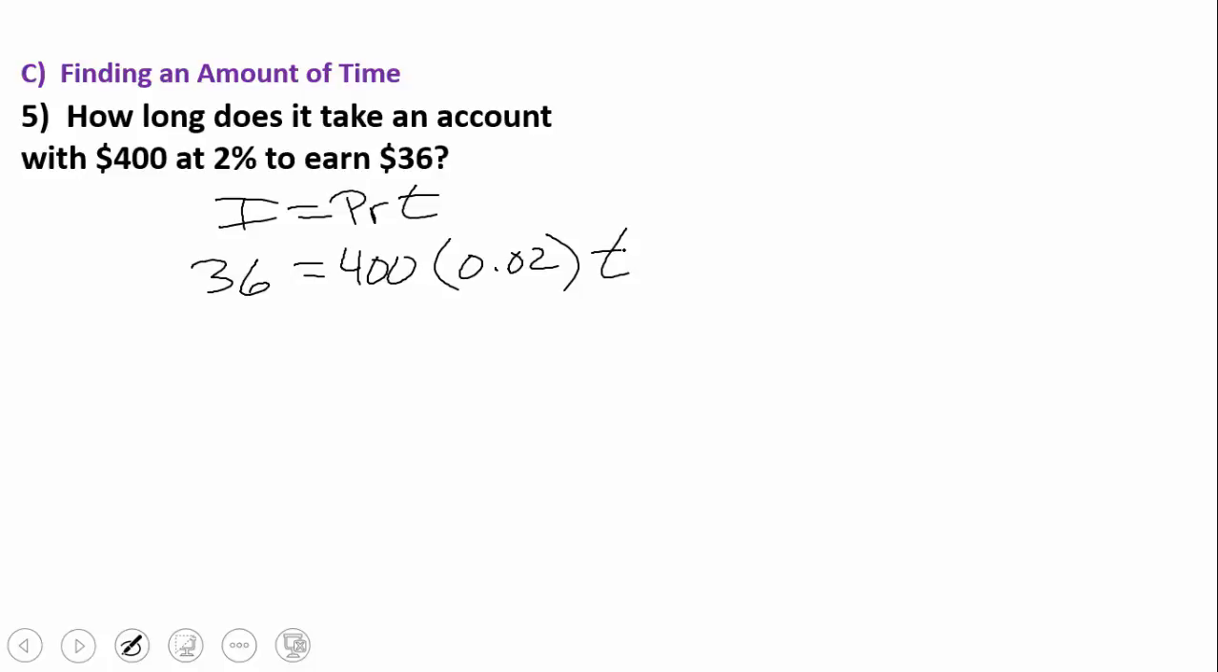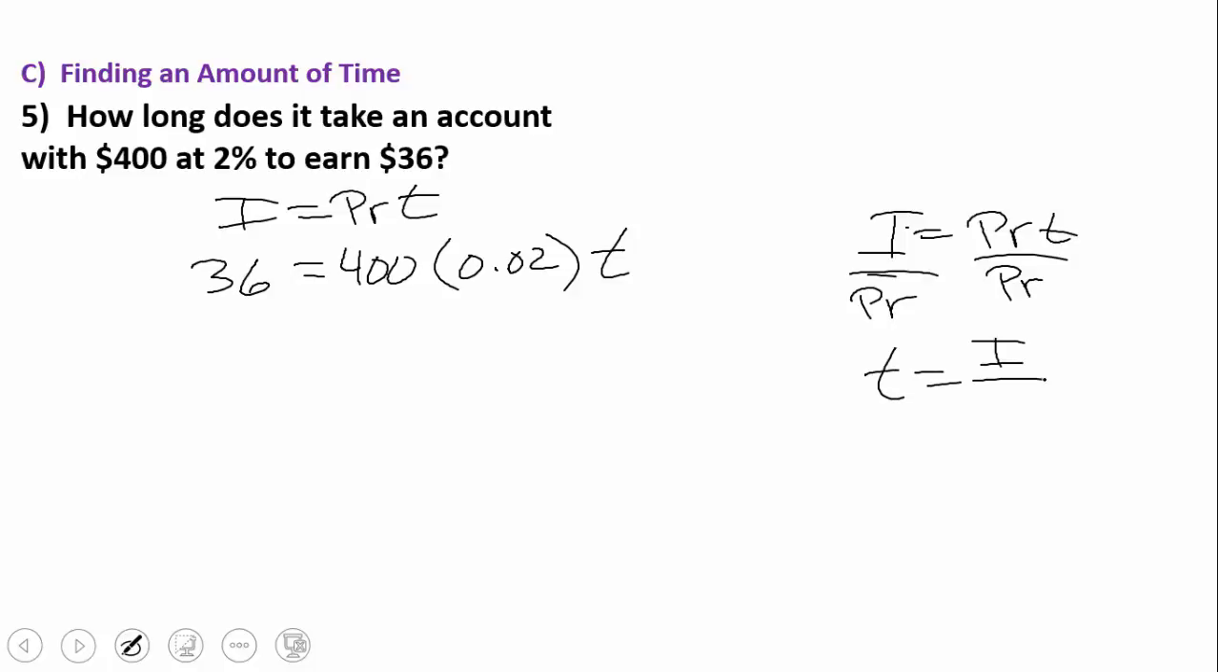So I could manipulate this formula. I could have said I equals PRT, I could divide by P and R, and I could tell you that T is equal to the interest earned divided by the principal and the rate. But I don't like to spend my time doing all that. I understand it can be done. And it's done just as simply by putting the numbers into the formula and solving for the variable that's left.